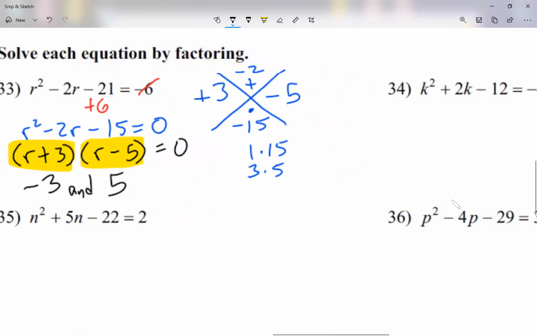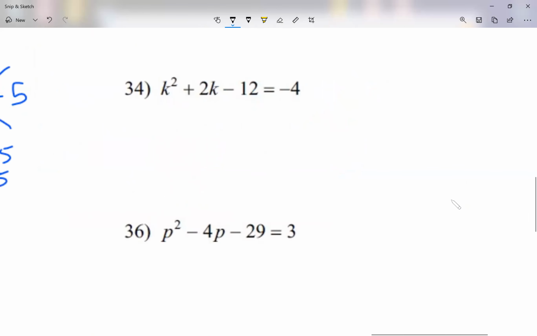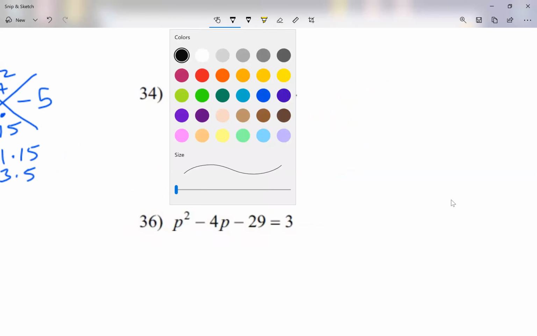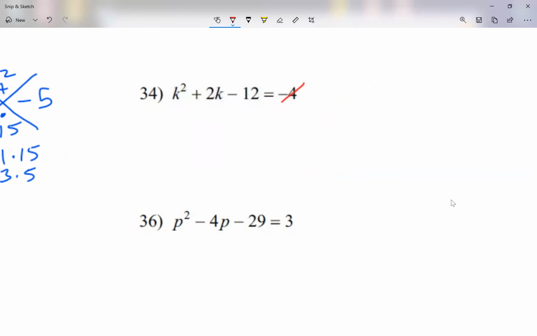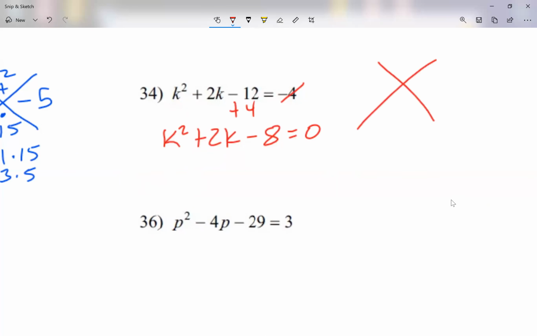Okay, let's take a look at number 34. This minus 4, I'm going to move it to this side as a plus 4, because I need the right side to be equal to 0. So I have k squared plus 2k minus 8 is equal to 0. So I'm looking at two numbers that multiplied is equal to negative 8. That means different signs because it equals negative. But when I add my numbers, I get 2. And we're going to think 4 times a negative 2.